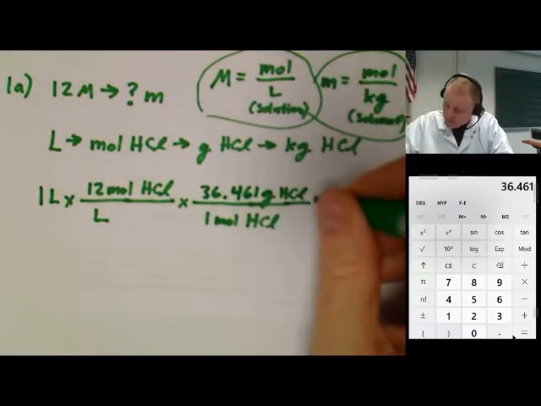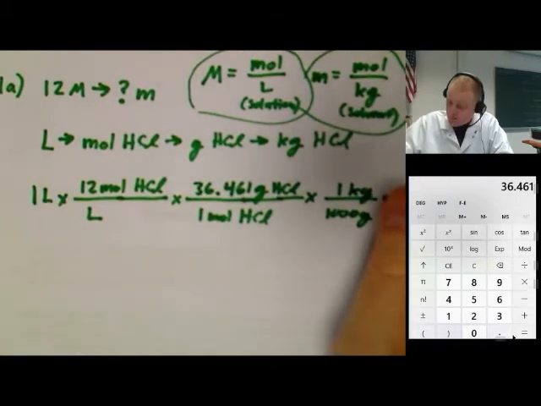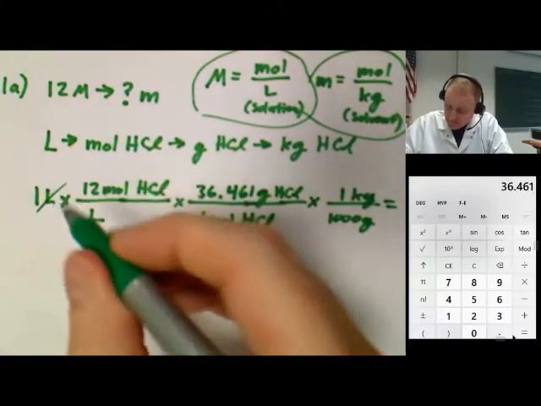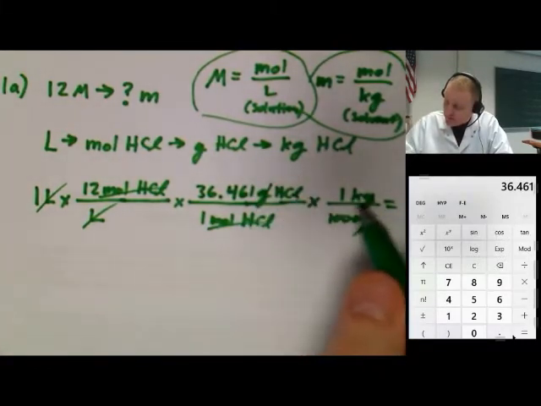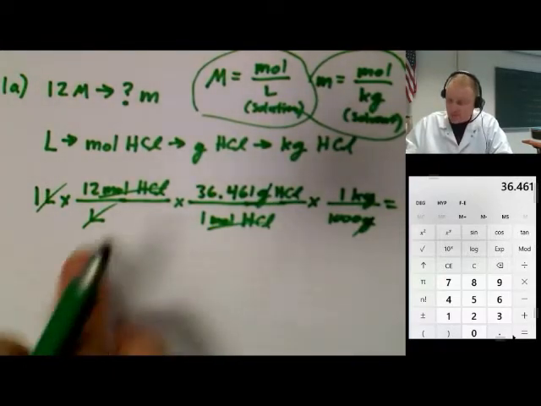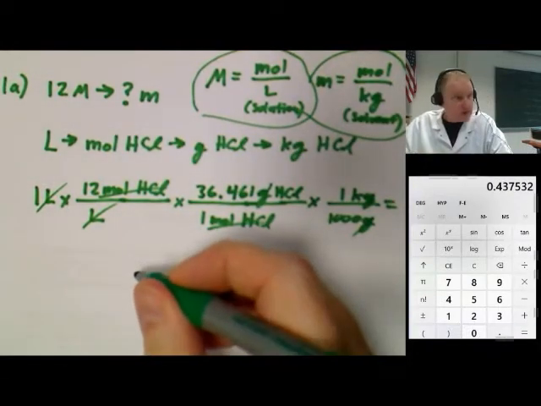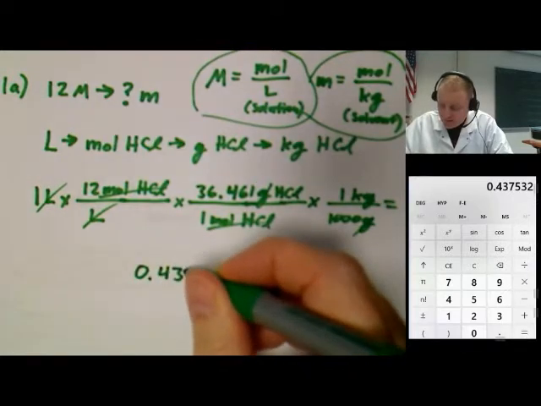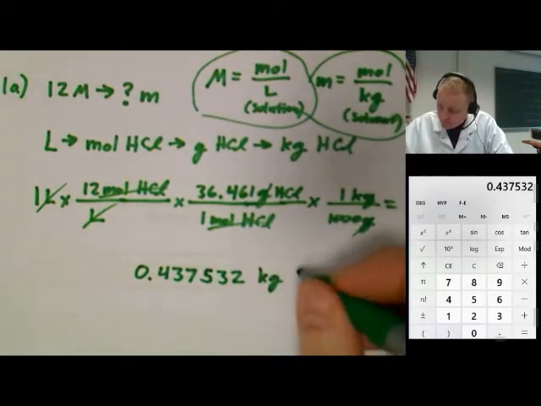I need to get that to kilograms, so the last thing I should do is say there's 1,000 grams for every 1 kilogram. And what does that equal? Okay, so liters cancel with liters, moles of HCl cancel with moles of HCl, grams cancel with grams, so my answer is going to be kilograms of hydrogen chloride. And let's try that out. So that'd be 12 times 36.461 divided by 1,000 equals 0.437532 kilograms of HCl.